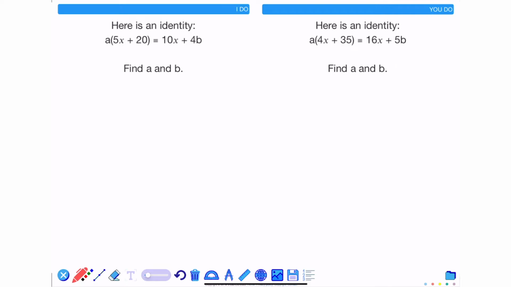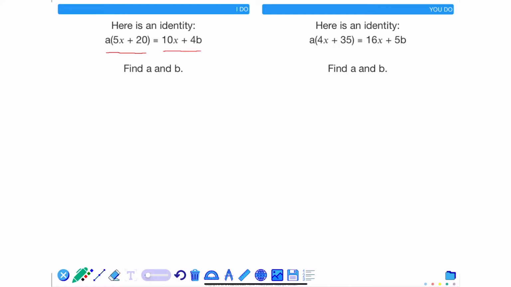In this video, we're going to take a look at how we can use the skill of expanding out a single bracket in order to find values of a and b to make an identity true. Looking at the example on the left-hand side, the given identity shows that the left-hand side for all values of a and x will be equal in value to all values of x and b on the right-hand side.